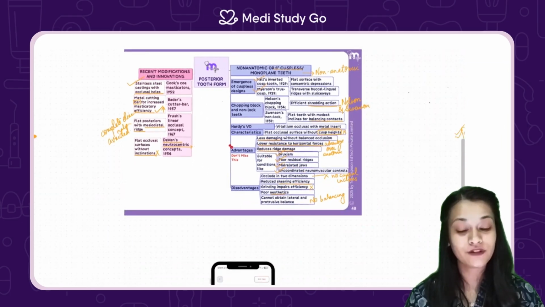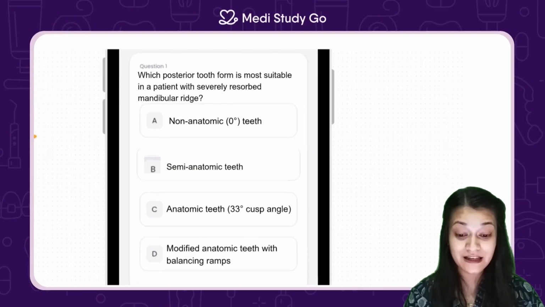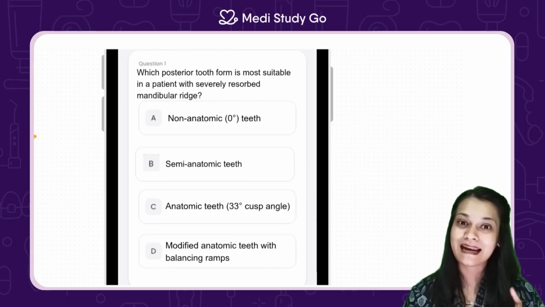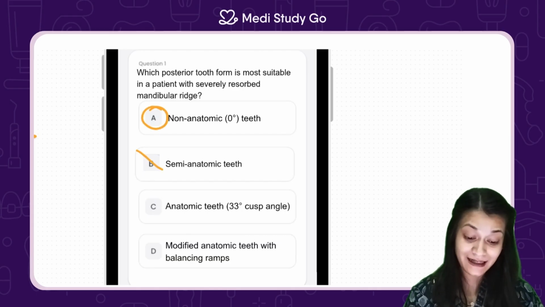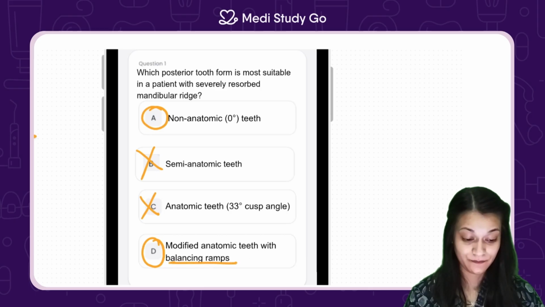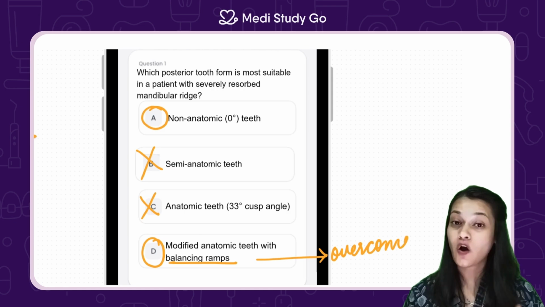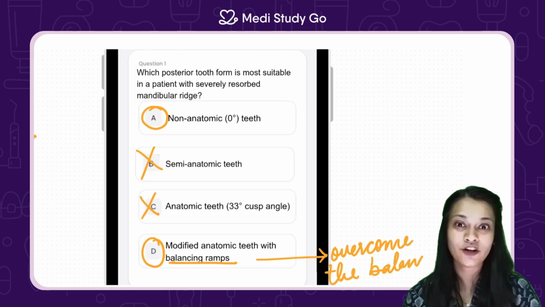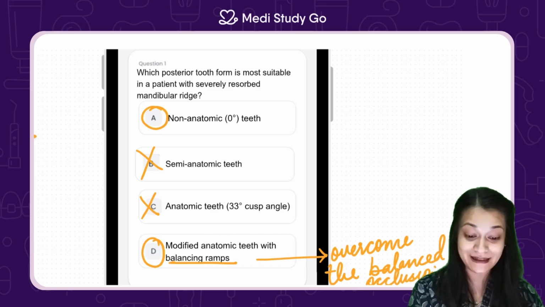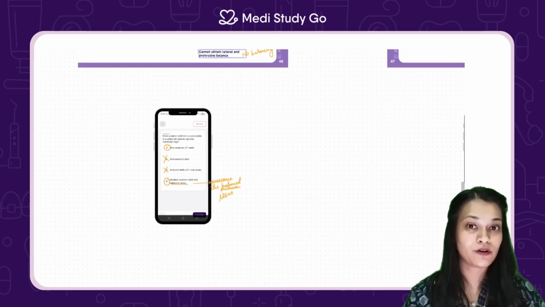Let's just solve the MCQ now. Which posterior tooth form is most suitable in a patient with a severely resorbed ridge? It can either be non-anatomic, semi-anatomic, anatomic, or modified anatomic teeth with balancing ramp. It will overcome the issues that would have been present if the occlusion was not balanced. So, modified anatomic teeth. Anatomic teeth can be modified into 0-degree and you give a balancing ramp to it. This was all about your MCQ.